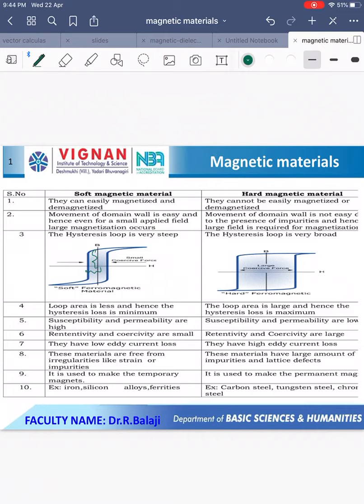Soft magnetic materials are used to make temporary magnets, and hard magnetic materials are used to make permanent magnets. Iron, silicon, and ferrites are examples of soft magnetic materials. Carbon steel, tungsten steel, and chromium steel are examples of hard magnetic materials. This comparison of soft and hard magnetic materials is very important. Thank you.